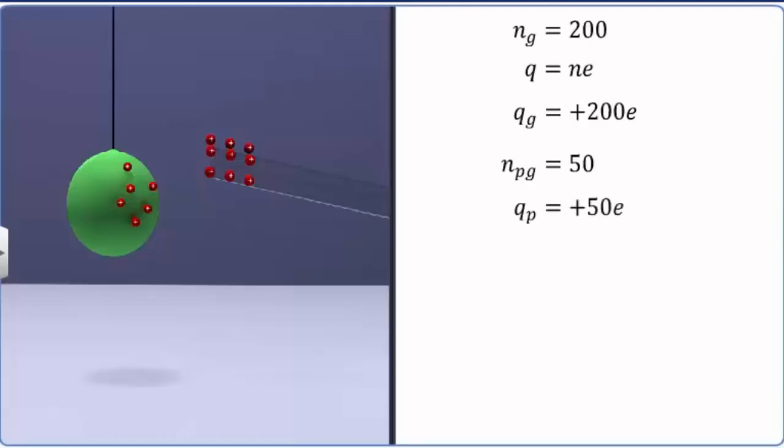Similarly, the glass now has a charge of plus 200e minus 50e, where minus 50e is the charge due to the 50 electrons gained by the glass. Therefore, the effective charge on the glass is plus 150e. Hence, it has become less positively charged compared to its original state.